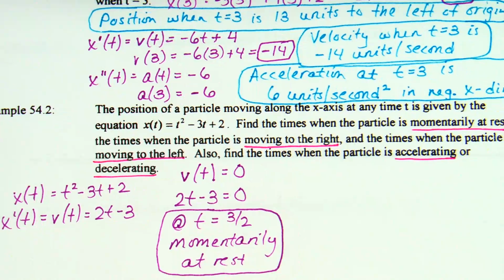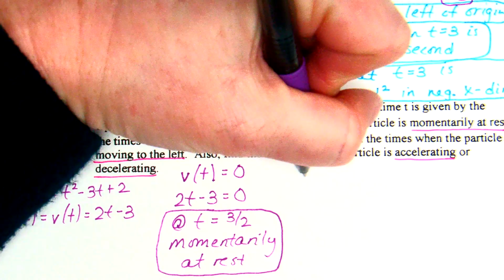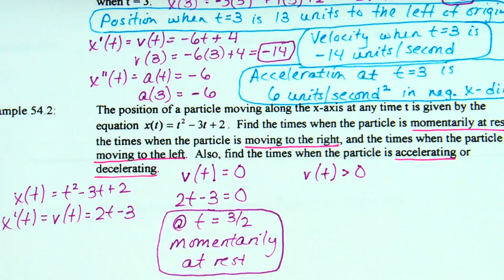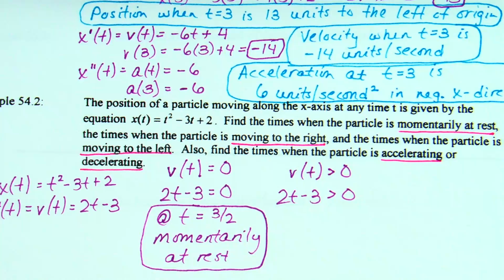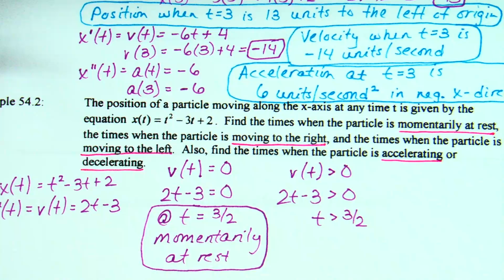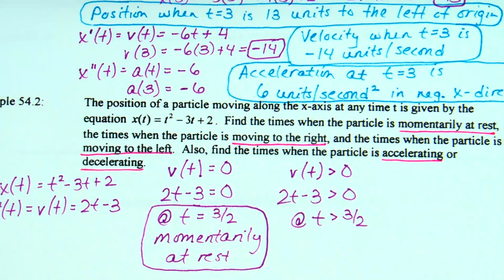Okay, what's the next question? Moving right. So, how or when am I going to find when my particle is moving to the right? What has to be true? What greater than 0? Velocity. Because my particle is going to be moving to the right when the velocity is positive. So when something is positive, that means it is greater than 0. So if I take my velocity and set it greater than 0, 2t minus 3 greater than 0. t is greater than... okay, add 3, divide by 2. Now it's t greater than 3/2. And so what's happening when the time is greater than 1.5? My particle is moving right.